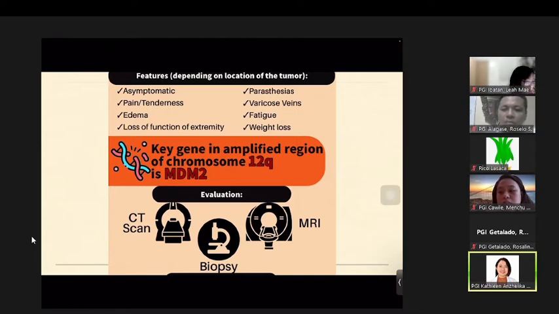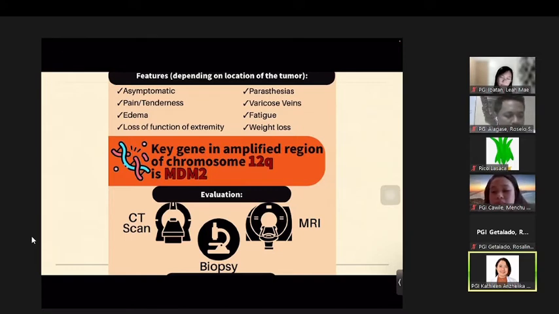Okay, so according to Robbins and Cotran, the key gene in the amplified region of chromosome 12q is MDM2, which, as we will recall, encodes a potent inhibitor of p53. Pleomorphic liposarcomas contain complex karyotypes without reproducible genetic abnormalities.